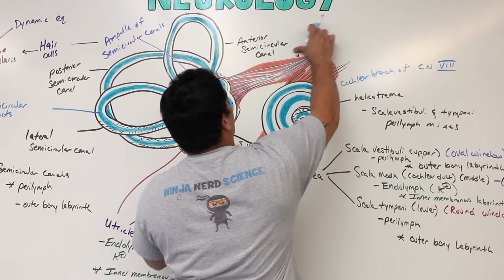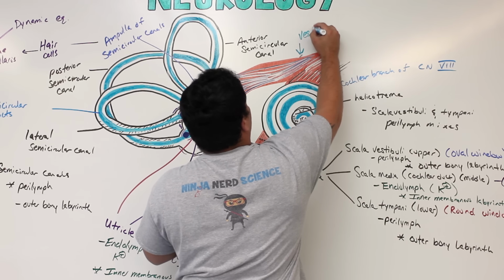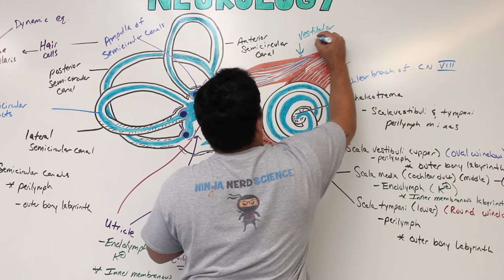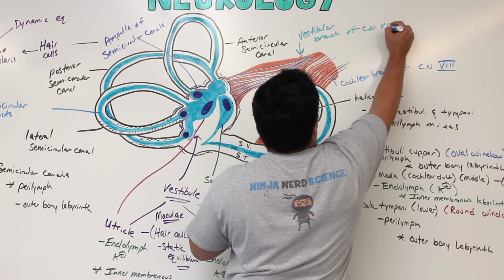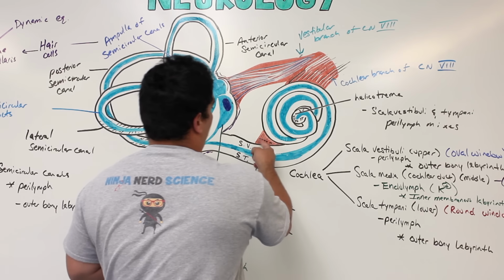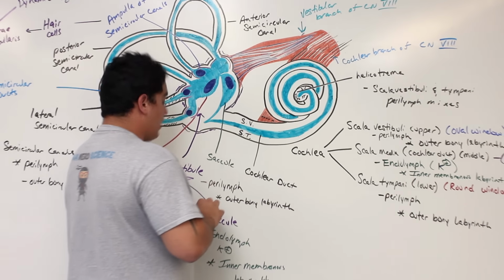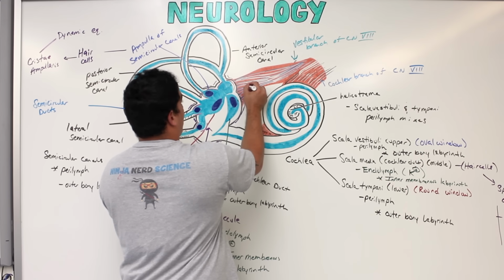This is called the vestibular branch of cranial nerve 8, or the vestibulocochlear nerve. And just like I said, the cochlear branch had the spiral ganglion, okay? These also have a ganglion along the way. It's actually part of what's called Scarpa's ganglion.